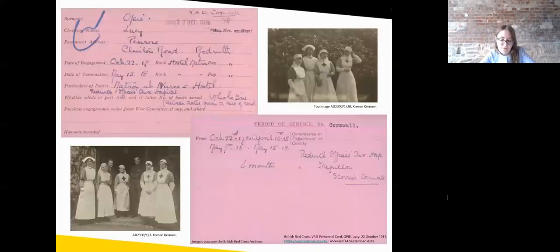This is Mrs. Lucy Opie of Penrose, Clinton Road, Redruth. She worked at Tregallo House Hospital, which was called the Redruth Officers Auxiliary Hospital, between the 22nd of October 1917 and the 15th of May 1918. This time period fits with the dates recorded in the album. Is this our mysterious compiler?